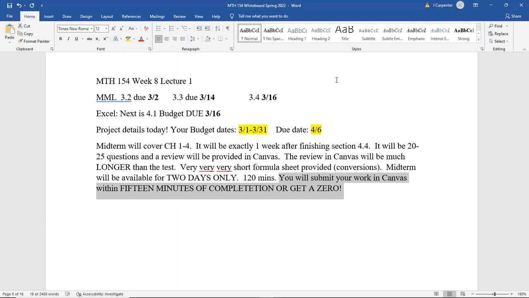If you're having some kind of technology issue, you can email it to me. I really don't want to get 200 emails with pieces of work though. So I will still ask you to submit it in Canvas if you end up emailing it to me, but that's just a last resort, an absolute last resort. So we'll talk about the midterm a little bit more as it closes in.